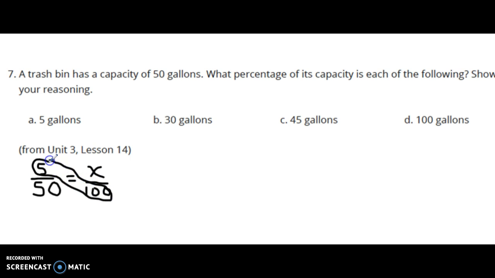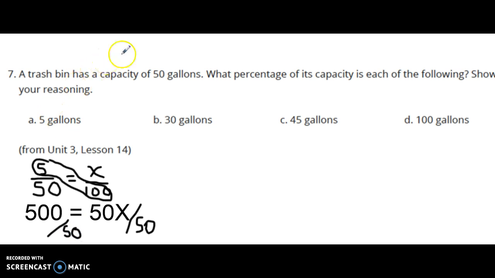I'm going to take 5 times 100. So down here, start to type. That makes it a little easier. I have 500 equals 50x. How do I get x by itself? I need to do the opposite of multiplication, which is division. So divide by 50 here, divide by 50 here. When I take 500 divided by 50, I know that the answer to A, I'm just going to write it right above it, is that 5 gallons is 10% of 50 gallons.